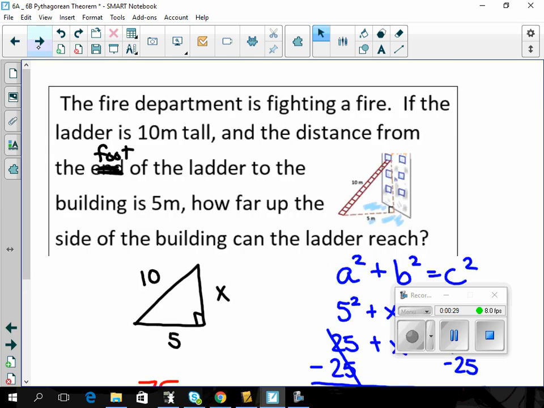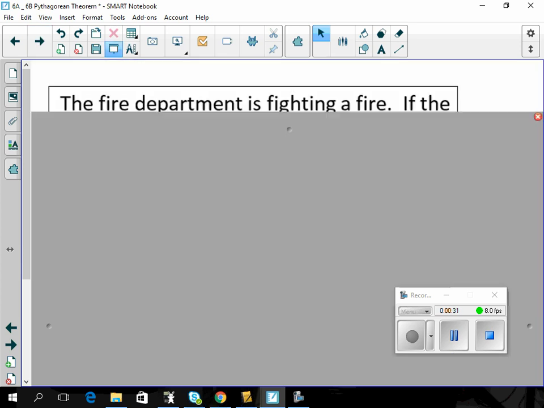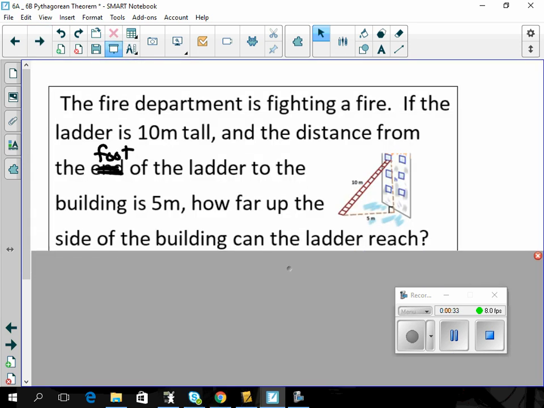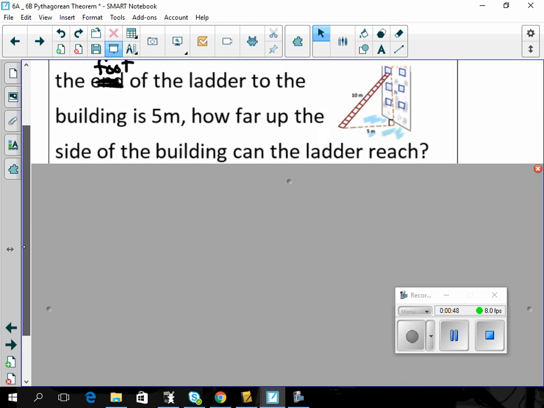So I want us to look at this first problem, and I want us to read it first. It says the fire department is fighting a fire. If the ladder is 10 meters tall and the distance from the foot of the ladder to the building is 5 meters, how far up the side of the building can the ladder reach?